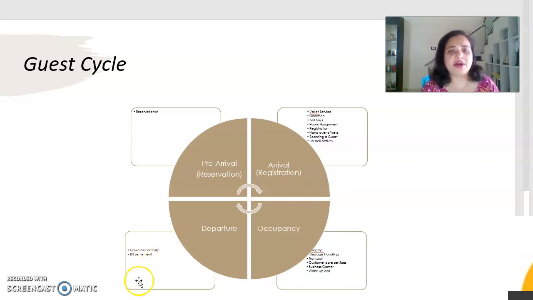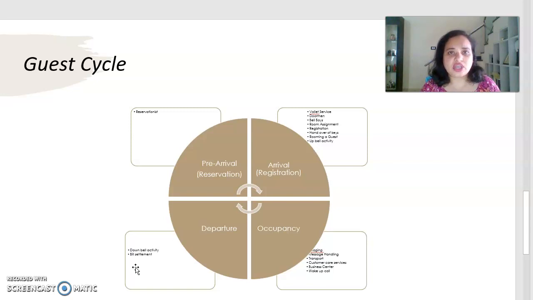And the last stage is the departure stage. Departure is when the guest is going to check out from the hotel. So the first activity taken at the time of departure is the down bell activity, that is carrying the luggage of the guest from the room to the lobby. That is called down bell activity. So the bell boy here comes in contact with the guest and brings the luggage down. The guest also comes and settles the bill by various different modes of payment. It can be bill to company, it can be cash, it can be through credit card, etc. And then the guest checks out of the hotel. He may have his own taxi, or the hotel may give him a drop facility till the airport and all. So this is the last stage in the guest cycle.